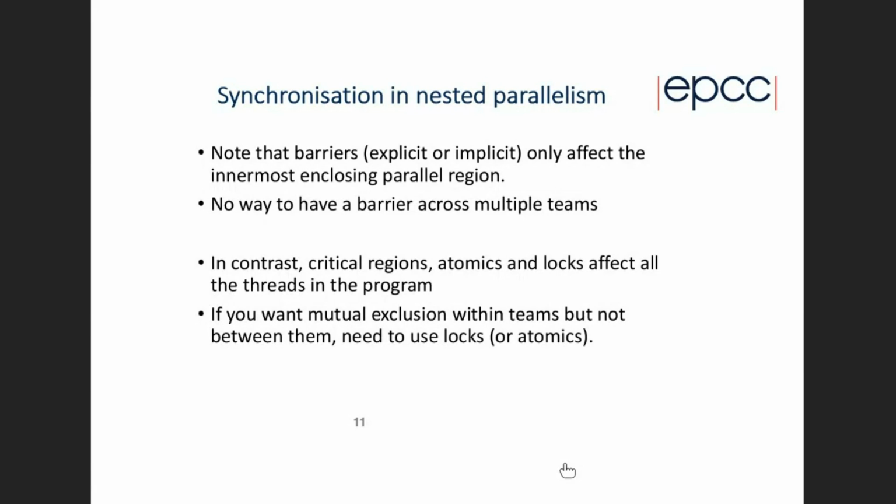On the other hand, critical regions, atomics, and locks affect all the threads in the program. So if I have, say, a critical section, then that's mutual exclusion from any thread anywhere in any other parallel region as well as the current one. So that's a bit of a problem because if you want mutual exclusion within an inner team but not between them, then you need to use locks or atomics. You can't use critical anymore, because critical really does behave like a single global lock.